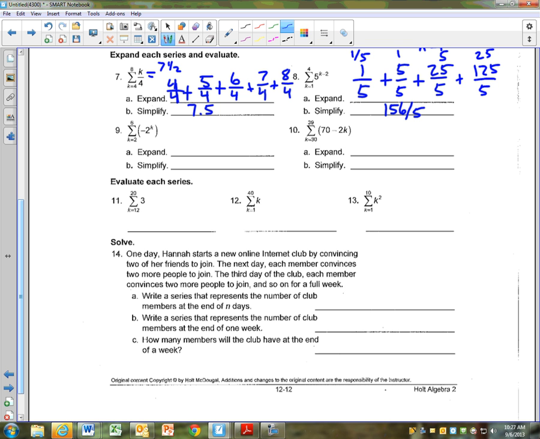For 9, the first value, you plug the 2 in, 2 squared is 4, then make it negative. So all the values will be negative, okay? See if you can do 9 and 10 on your own. Go ahead. And then I'm going to show you guys a shortcut.